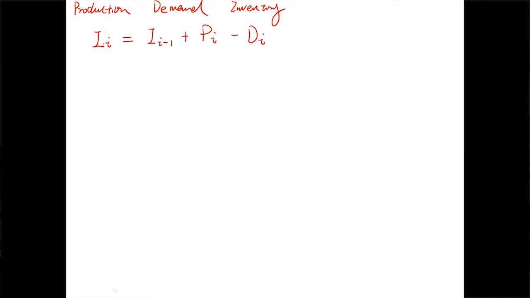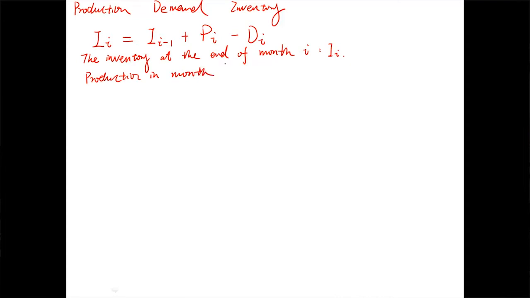Here we are saying this inventory is the end inventory. So the inventory at the end of month I is I_i. Sorry, I defined it the other way. I should put I_i is this. So production in month I is defined as P_i, and demand in month I is this D_i here. Cool. So that's the relationship here.